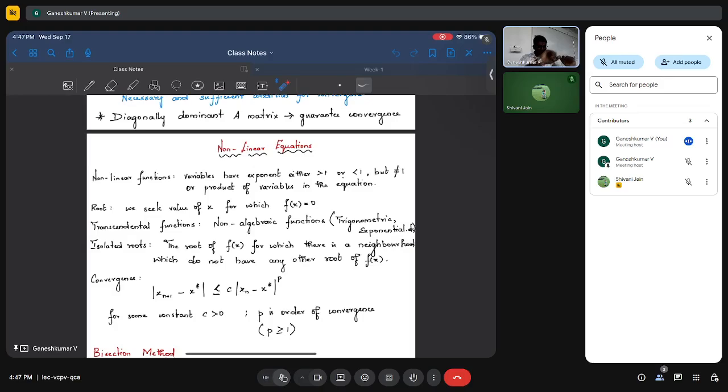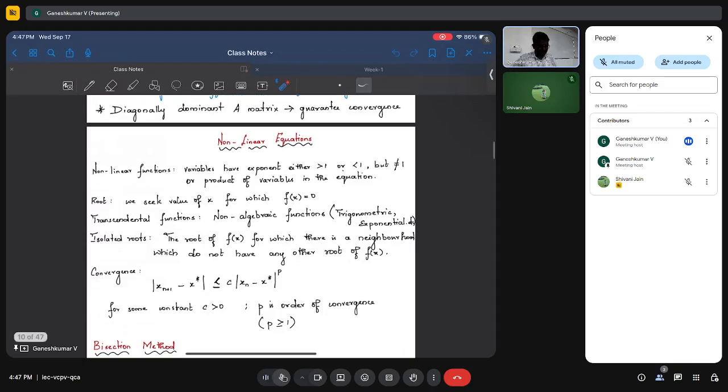Sorry about the disturbance. So the next thing is nonlinear equations. As I said, linear equations are easy to solve, but nonlinear equations sometimes become difficult to solve, and that's why we use different numerical methodologies to get the solution.